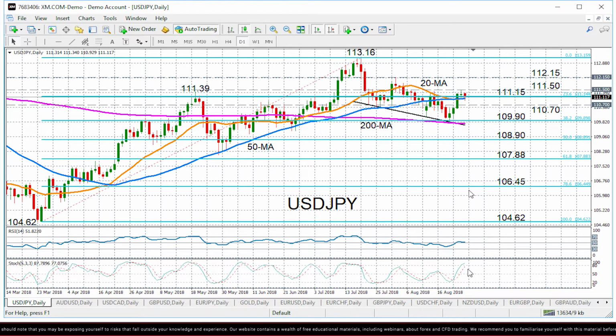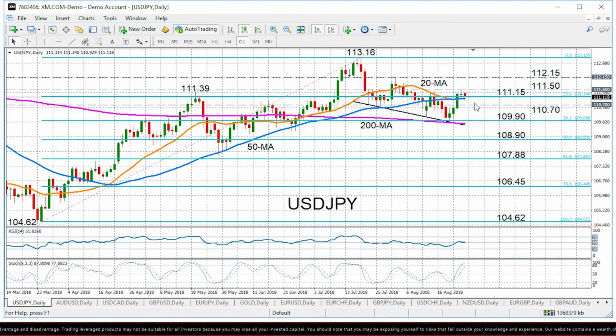The percentage K line has already crossed into overbought territory, but we could soon see a bearish crossover as the percentage D line is fast approaching it. At the moment, immediate support is coming from both the 20 and the 50-day moving averages near today's intraday low around the 111 level. Prices have been hovering around the 23.6% Fibonacci retracement of the up leg from 104.62 to 113.16 for the past months or so.